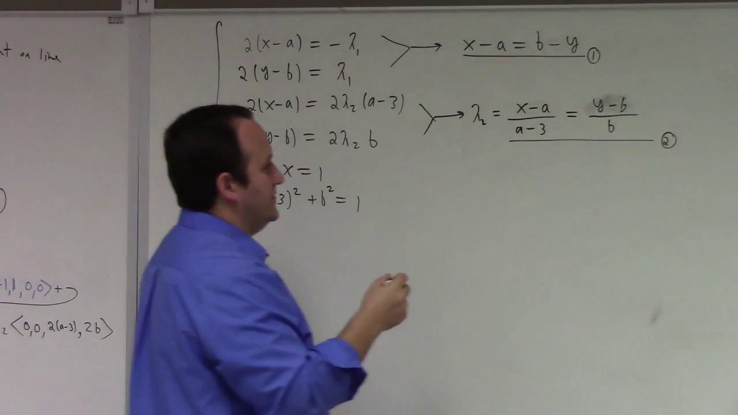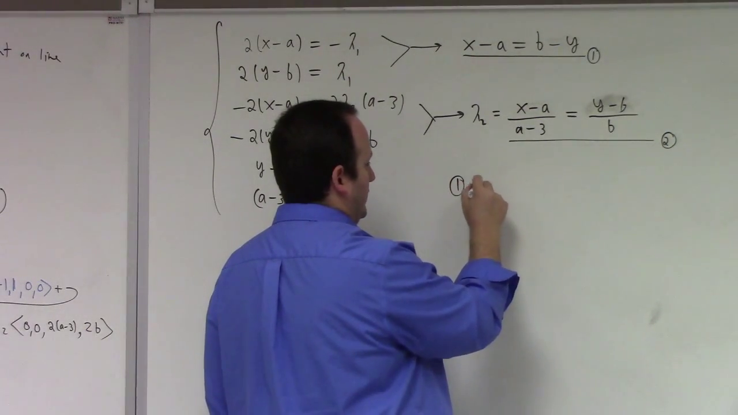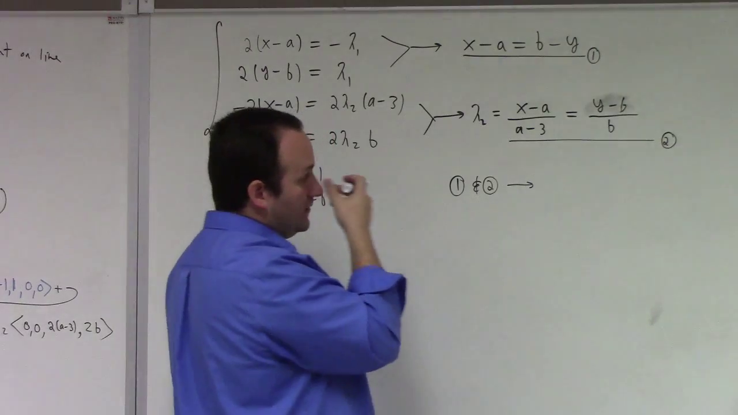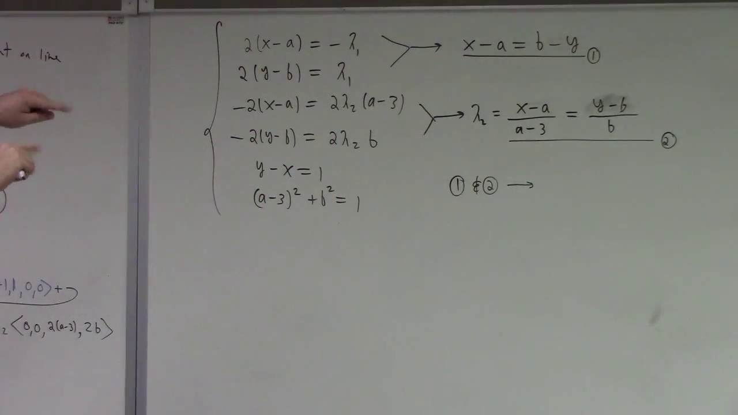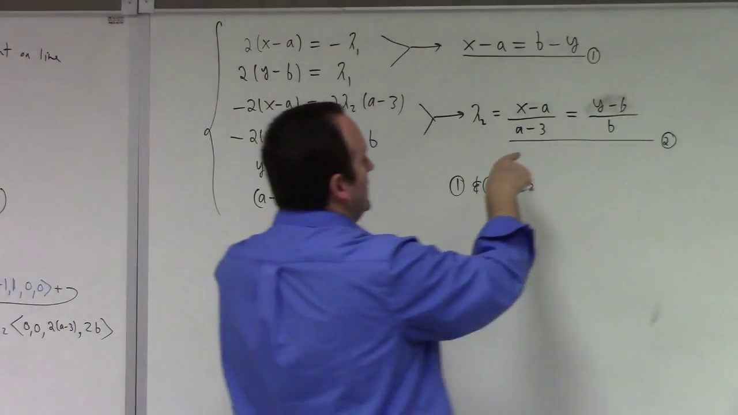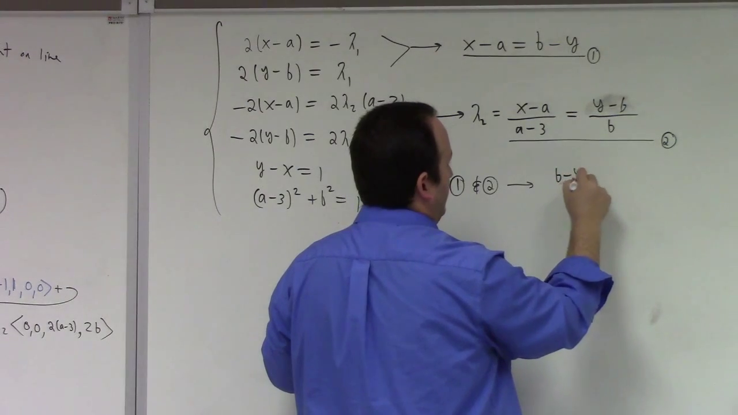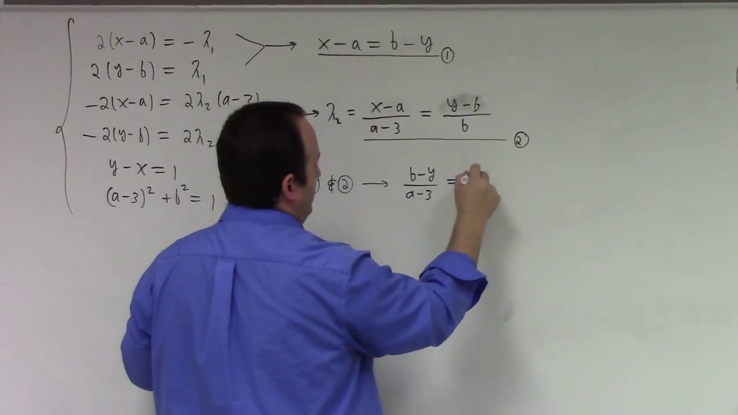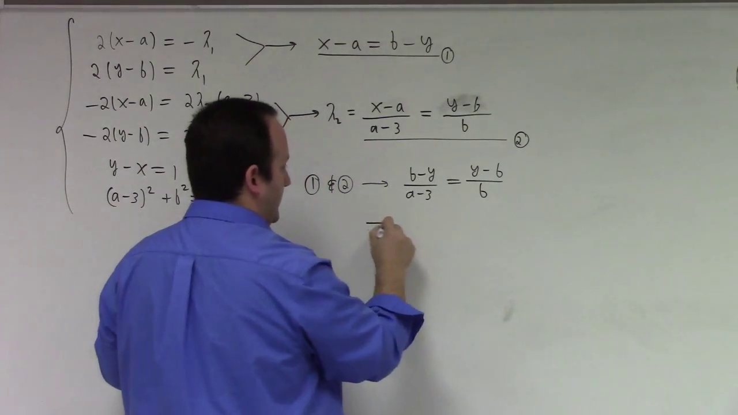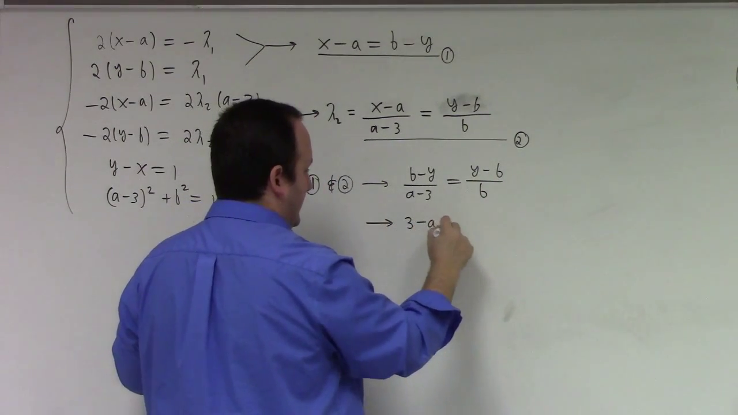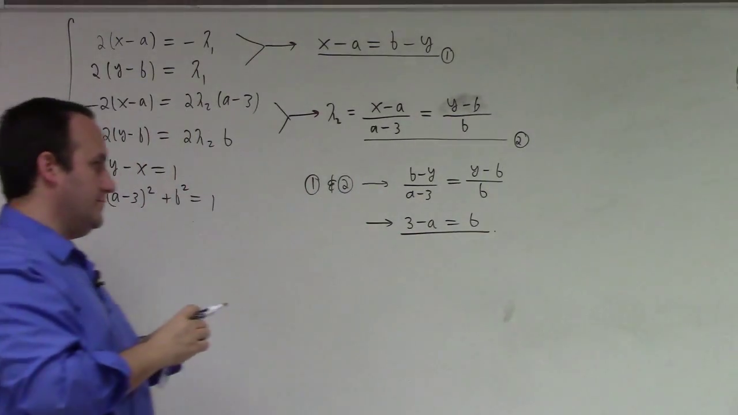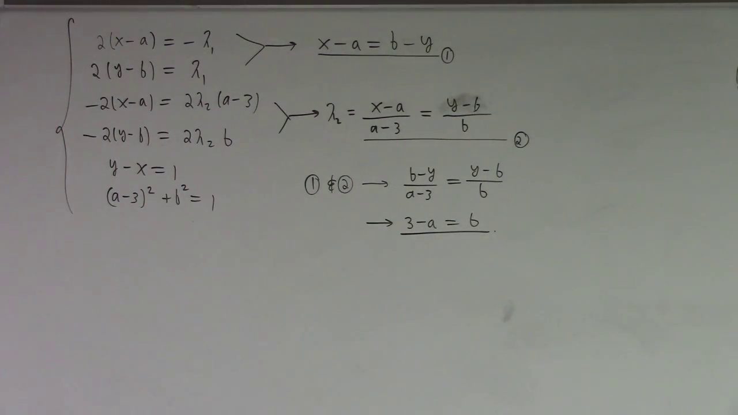Right, so this tells us what? So you combine 1 and 2, put them together. What do we get? I've got b minus y over a minus 3 is equal to y minus b over b, right? Which tells me then that 3 minus a is equal to b. Of course, a equals 3 is an exceptional case, right? I divided by a minus 3, so I probably should look at a equals 3 separately.